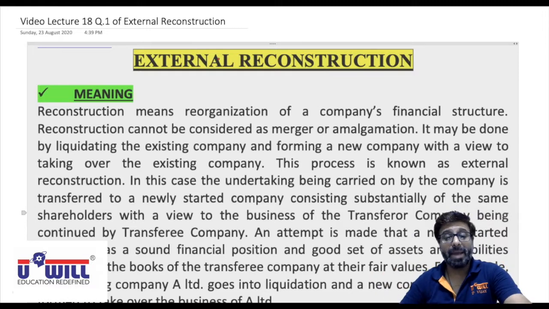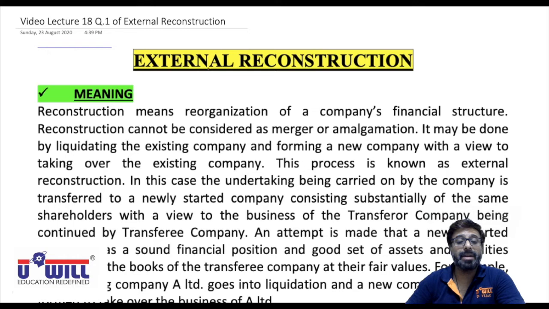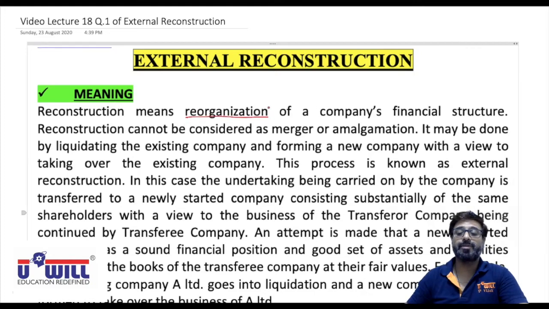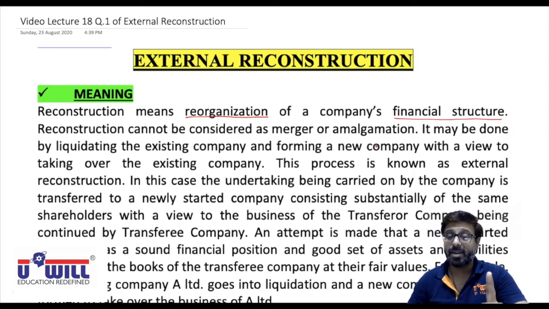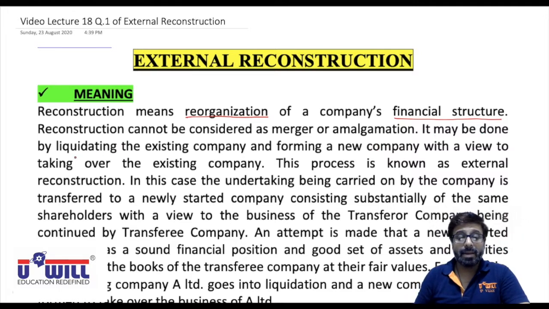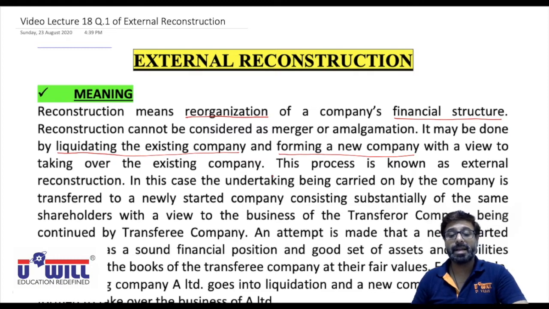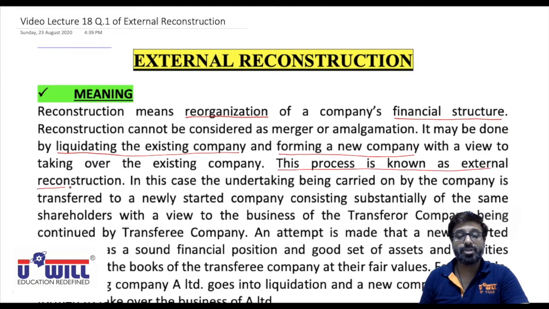Look at this paragraph, all of you, be attentive in your pamphlet. You'll find it, external reconstruction. I'll read it once. Reconstruction means reorganization of a company's financial structure. Reconstruction cannot be considered as merger or amalgamation. Yes, theoretically it's different, but from accounting point of view it is same. It may be done by liquidating the existing company and forming a new company with a view to take over the existing company. This process is known as external reconstruction.